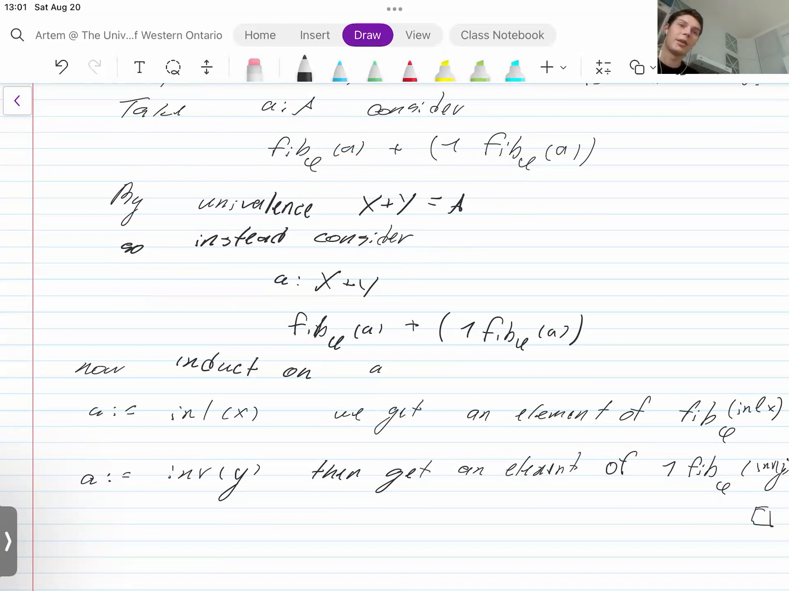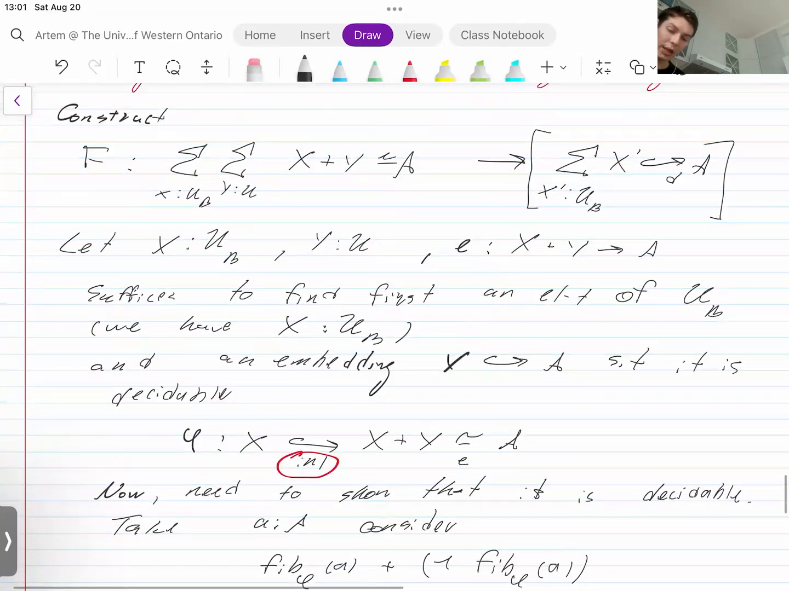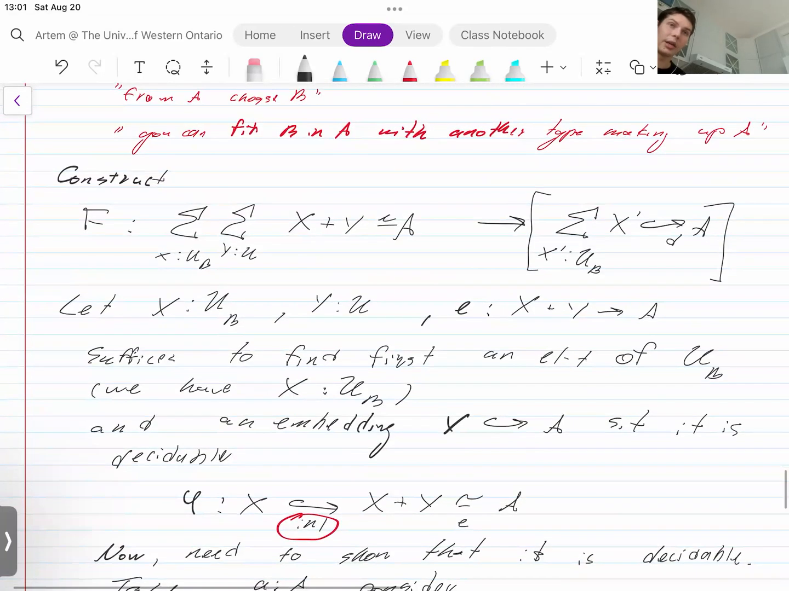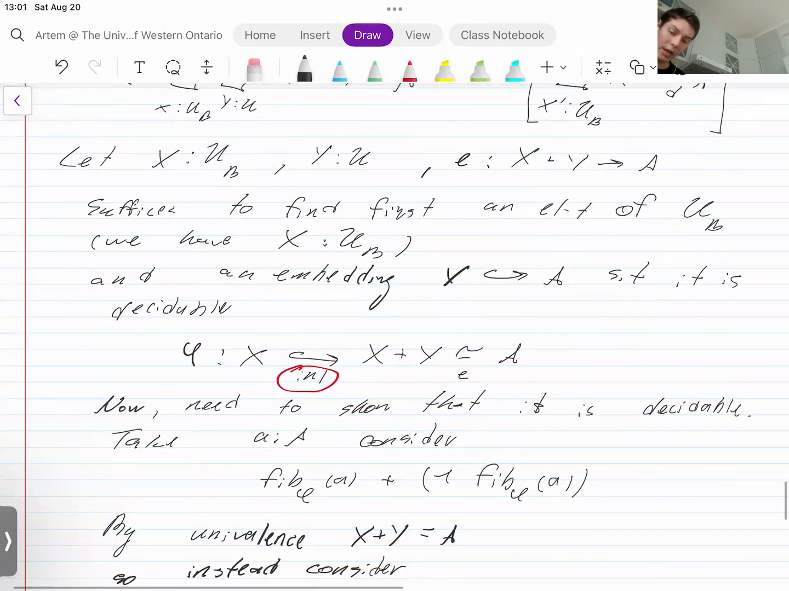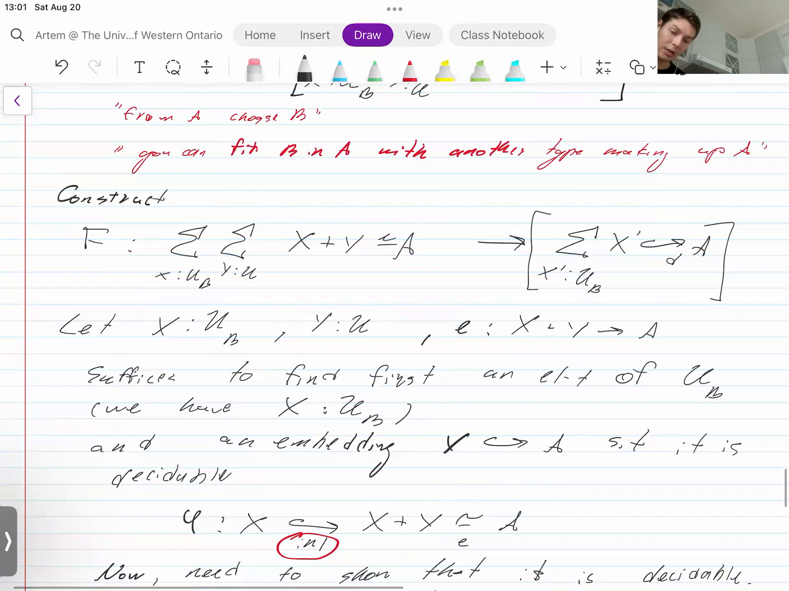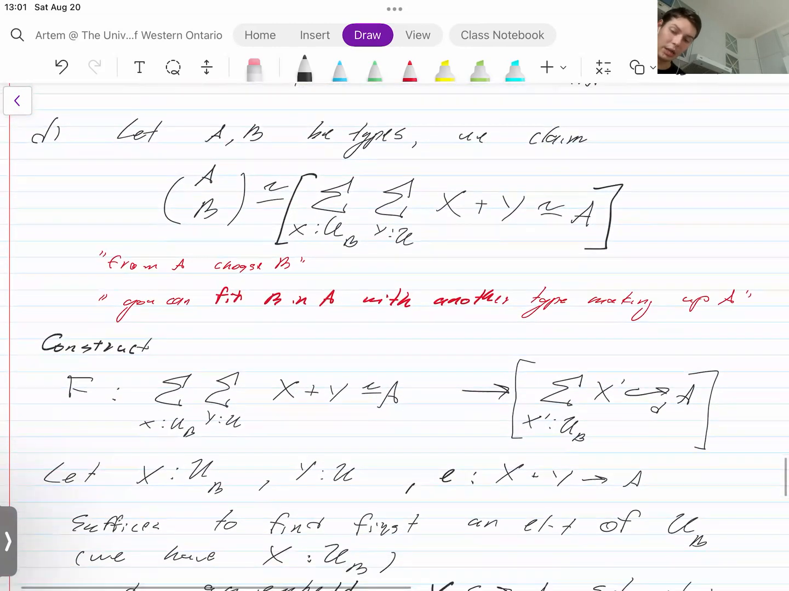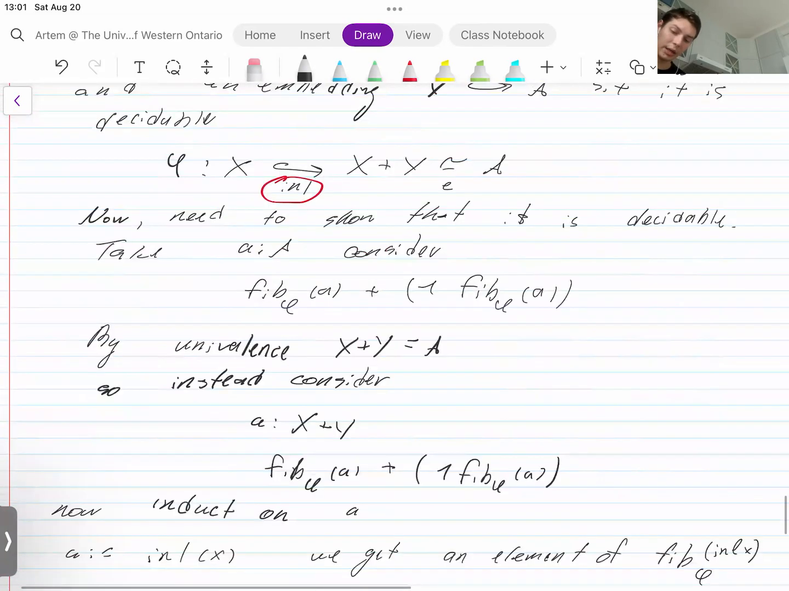So originally what we wanted to show is that there is a decidable embedding, and we indeed have gotten it.